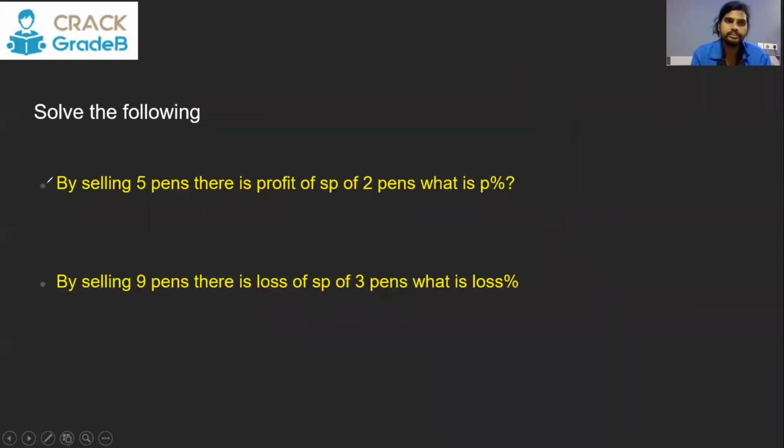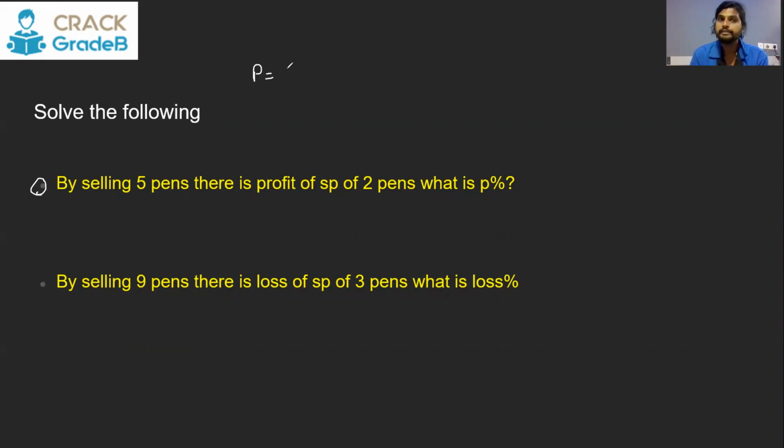Just focus on the first question. By selling 5 pens, there is a profit of the selling price of 2 pens. What is the profit percent? This question also you can solve by analyzing, but that will be really tricky. So what you do for these types of questions is you form the basic profit and loss equation. What is profit? Profit is in terms of selling price and cost price.